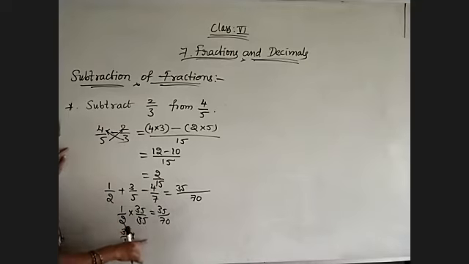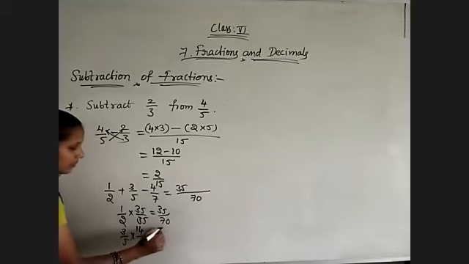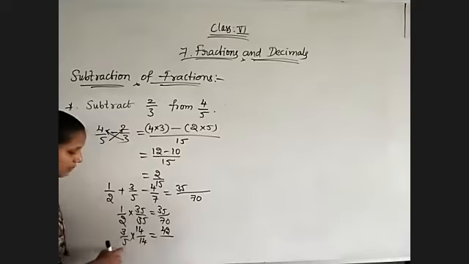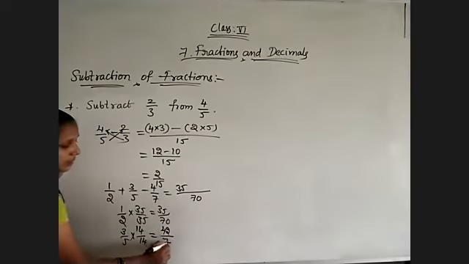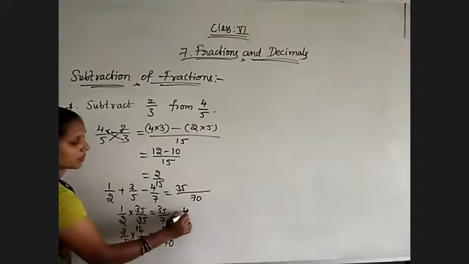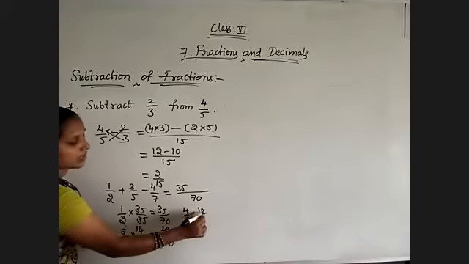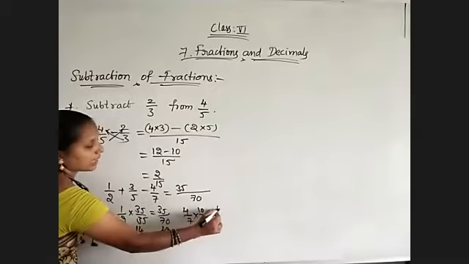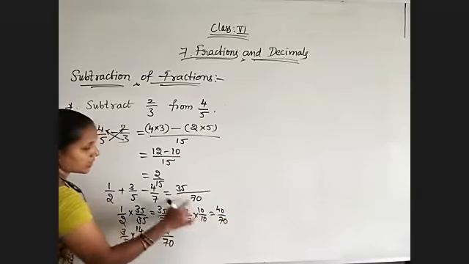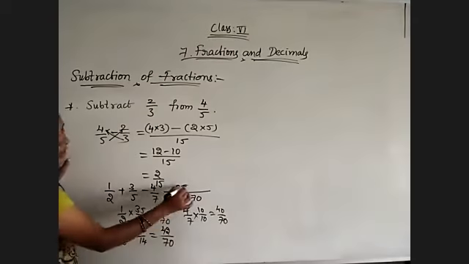Just substituting by 14, 14 3s are 42, divided by 14 5s are 70. Now coming to the last fraction, 4 by 7. In the 7 table, when we are getting 70, 10 by 10, 40 by 70. So the first fraction numerator is 35, the second fraction is 42.